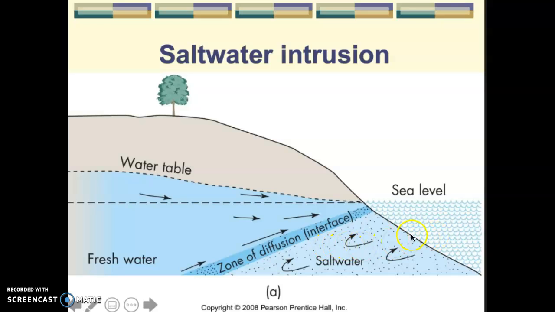But when you get near the coast, that saltwater layer is connected to the ocean. And you can see on this diagram here that there is an interface zone where the water is kind of salty and kind of fresh. So this is kind of the way the system normally works, with the fresh water floating on top of the salt water.